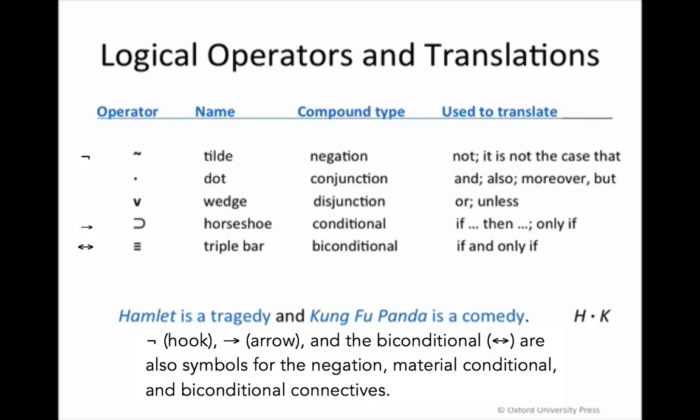So let's take a look at how this works in terms of talking about the operator, what we call the operator in logic, what its name is, so what the connective name is, and then the ordinary language words that we translate by way of one of these operators. So take a look at the far left column. We have a little squiggle mark. If you look at your keyboard, it should be in the upper left-hand corner.